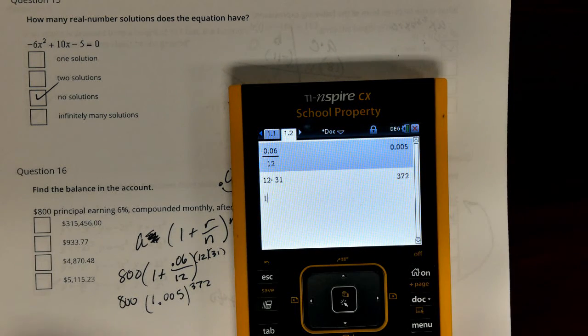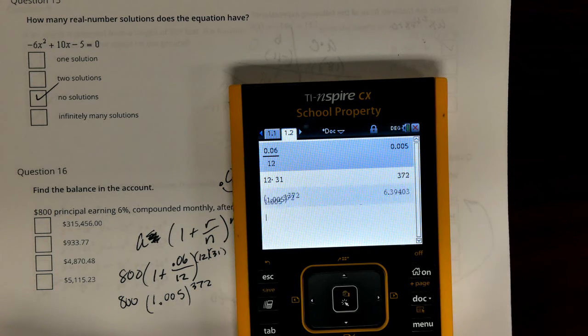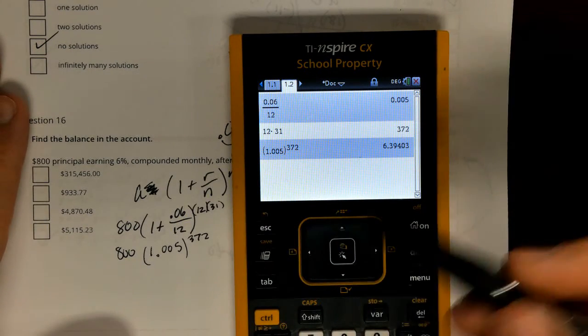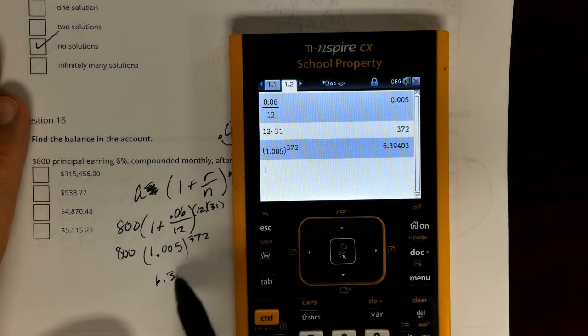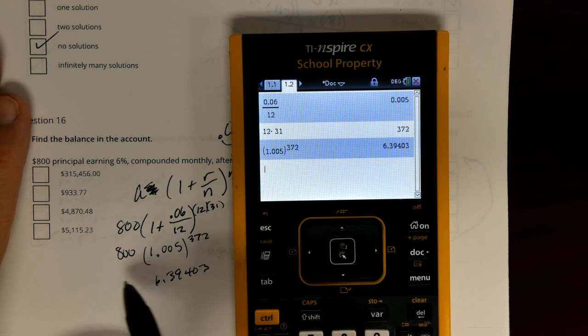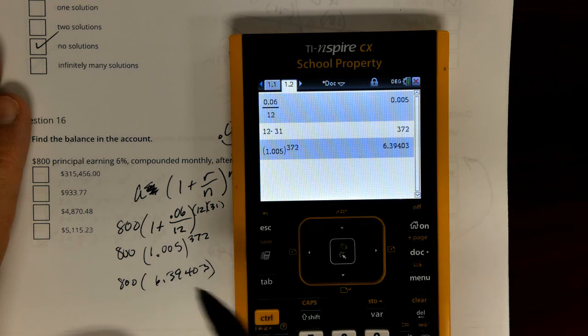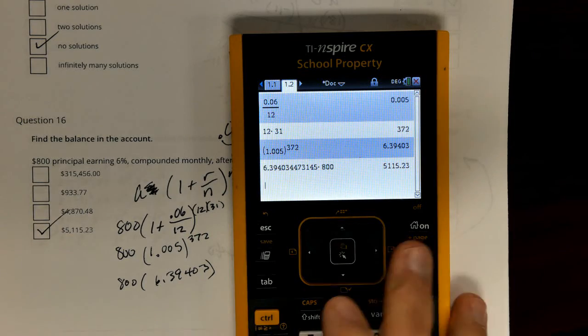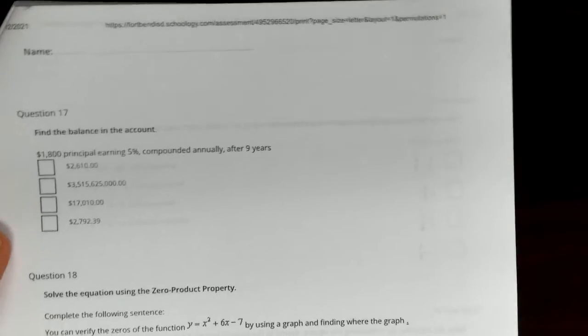So let's do 1.005 raised to the 372nd. So that's what this is. Let me zoom up for you. So I've got 6.39403 times 800. So we're just going to take that answer and multiply times 800. Bam, 5,115. Moving right along. Another one like that.